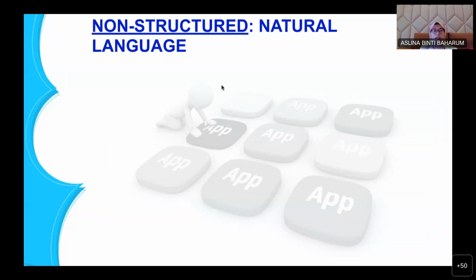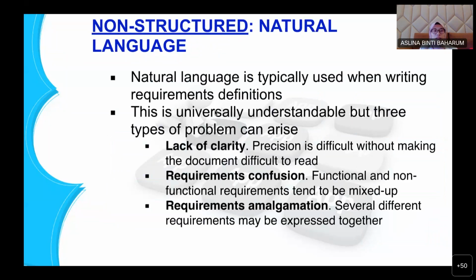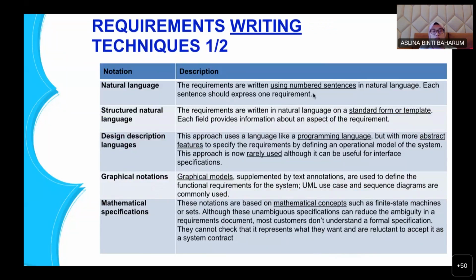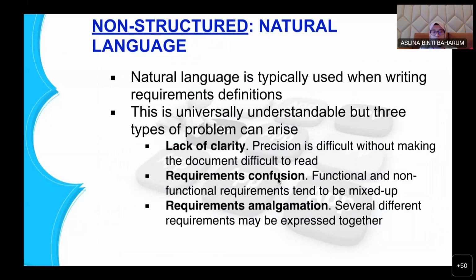So for non-structured, typically used when writing requirement definitions, and when using non-structured, problems may arise. One of them is lack of clarity, because non-structured is using natural language. Natural language, just now using a number sequence, might not be clear to you. Requirement confusion: functional and non-functional requirements tend to be mixed up. Requirement amalgamation: several different requirements may be expressed together. You mix them up.